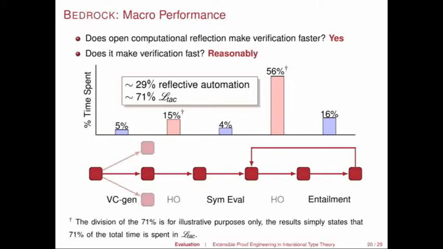So this is at a macro level. We might ask, how does this look at a micro level? If we were to apply computational reflection to more of these pieces, would we expect to see a win? How much of a win could we see?